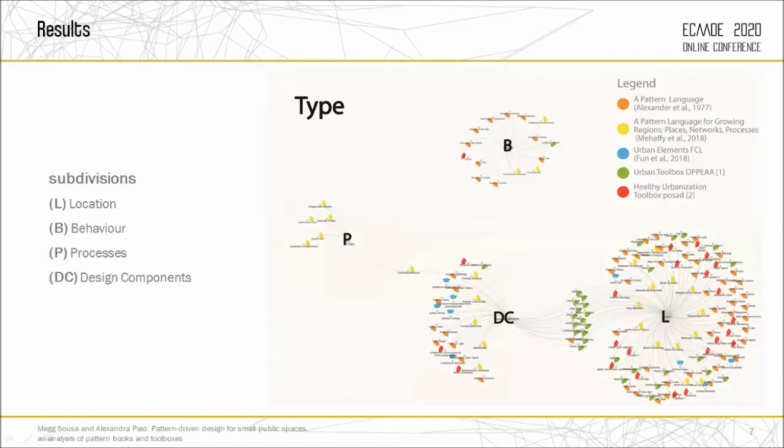The type class was divided into 4 subdivisions: location, behavior, process, and design components. The larger volume of location patterns may indicate a common effort by systems to present the relations between components, without intending to treat the component designs themselves. The lower volume in process patterns can indicate an aspect little explored by the systems and can be improved.